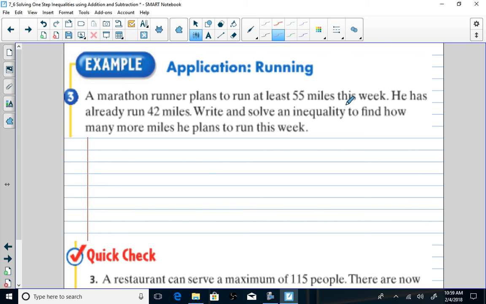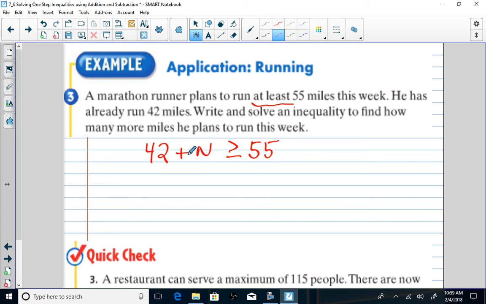All right, so it doesn't say to graph it. We don't have to graph it, but it does say write and solve. He's already run 42 miles. We don't know how many more miles he has to run, but it's got to be at least 55. Right? The key there, at least. At least is associated with the inequality symbol greater than or equal to. So that's key that we use the correct inequality symbol.